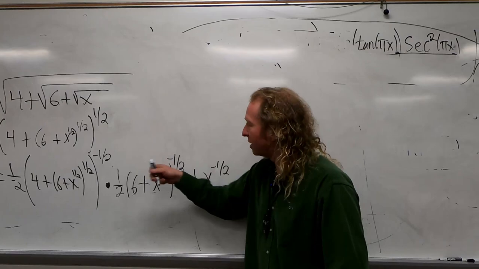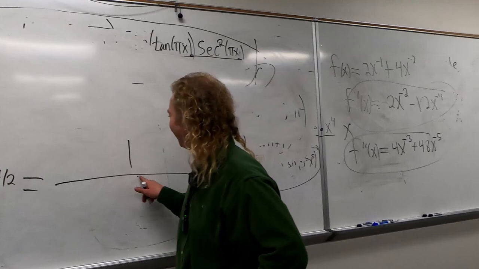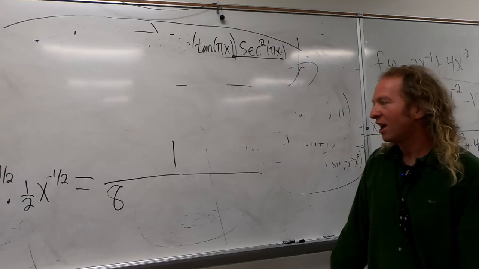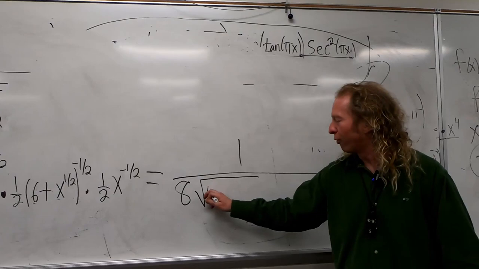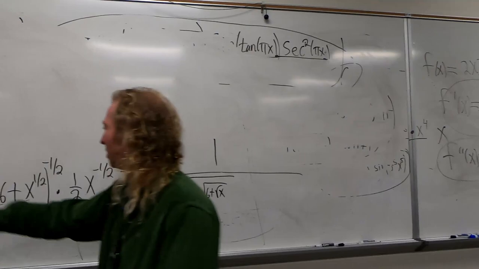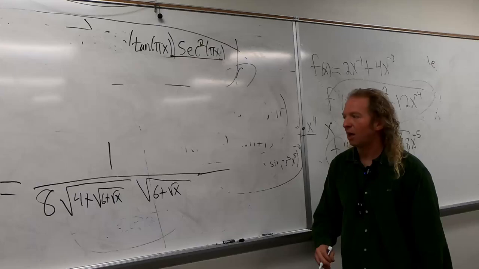I'll do it here. So I think it's going to be a fraction. Almost everything is going to go downstairs, right? That's ridiculous. Okay, so we have 1. All right, it's all going down. Look, 2 times 2 times 2 is 8, so we're going to have an 8 here. And then this is a giant square root on the bottom, square root 4 plus square root 6 plus root x. Then we have this other square root here, 6 plus square root of x. And then we have this other square root here, which is just square root of x.